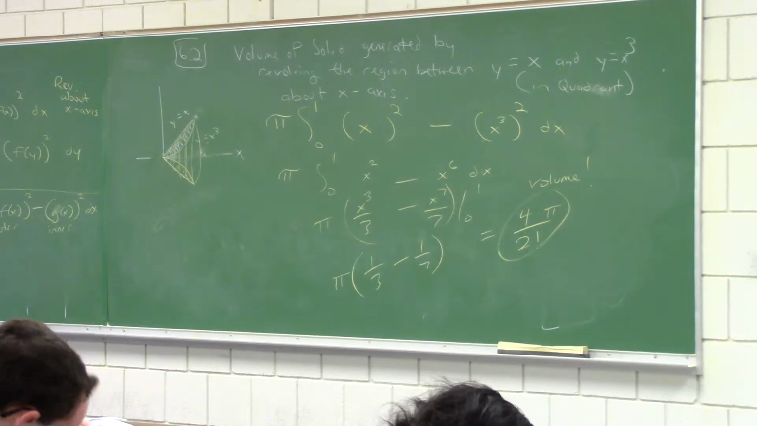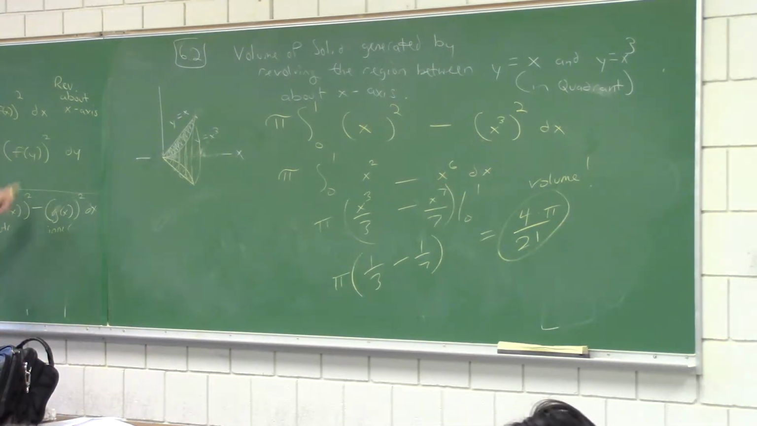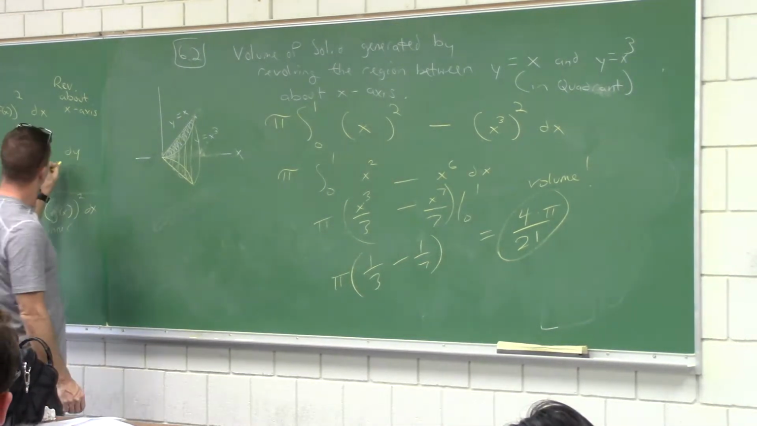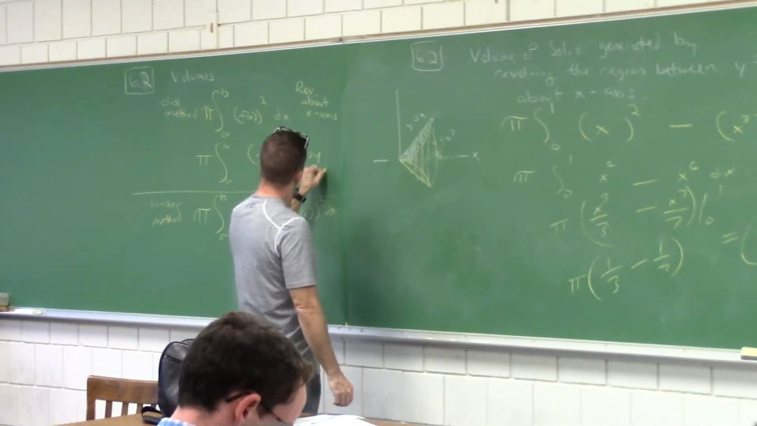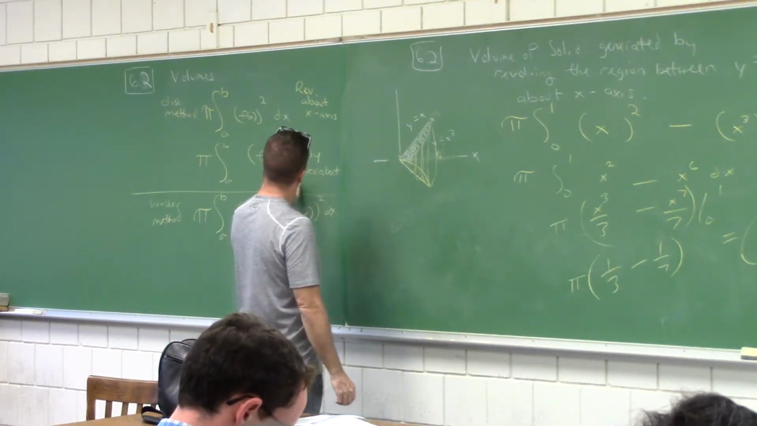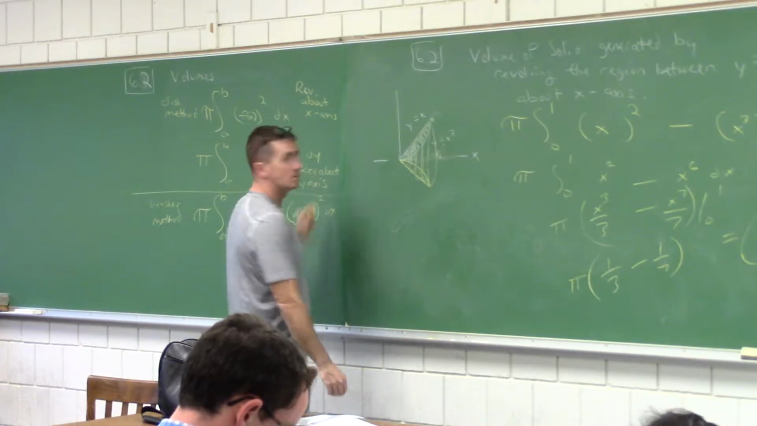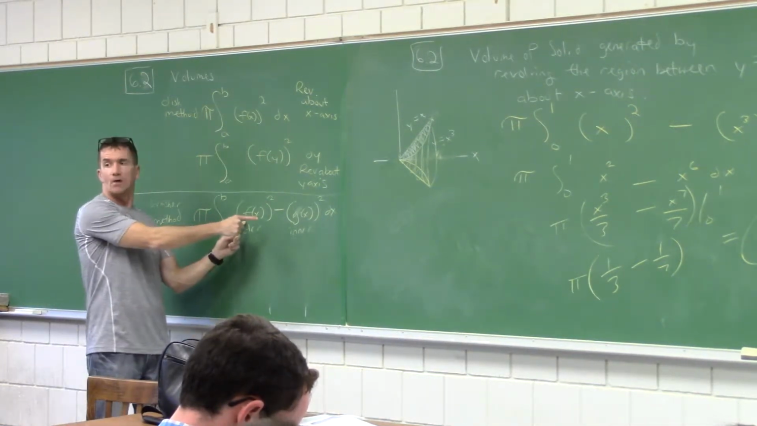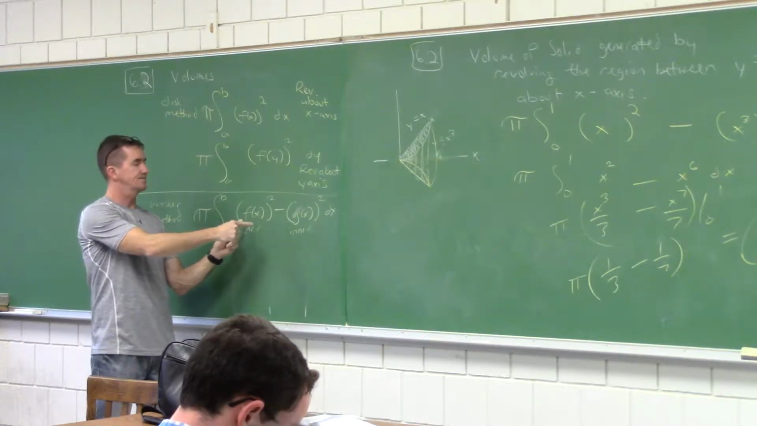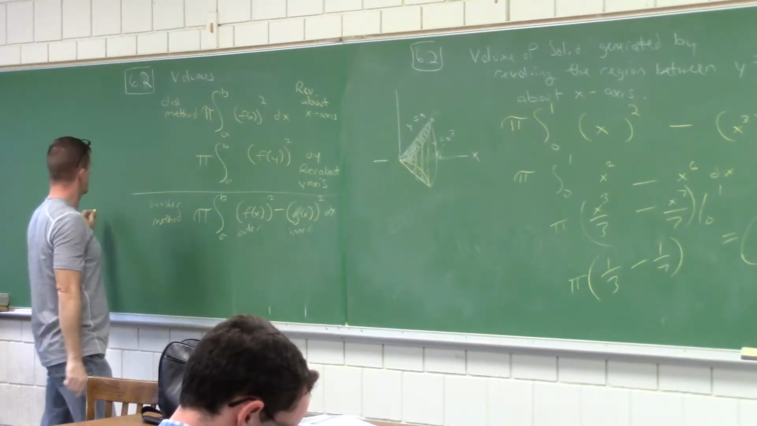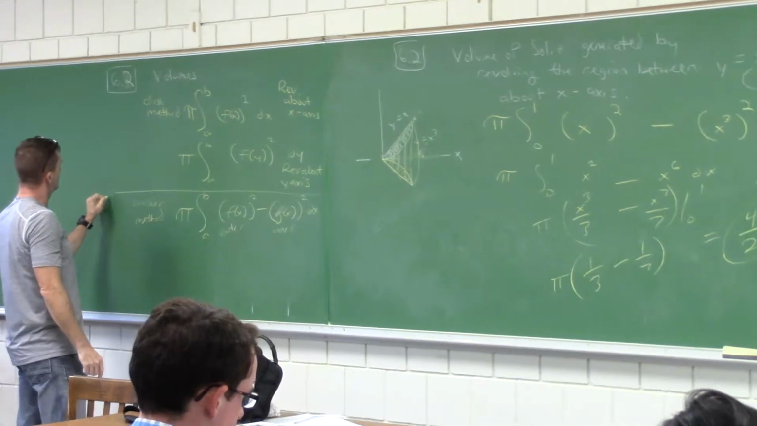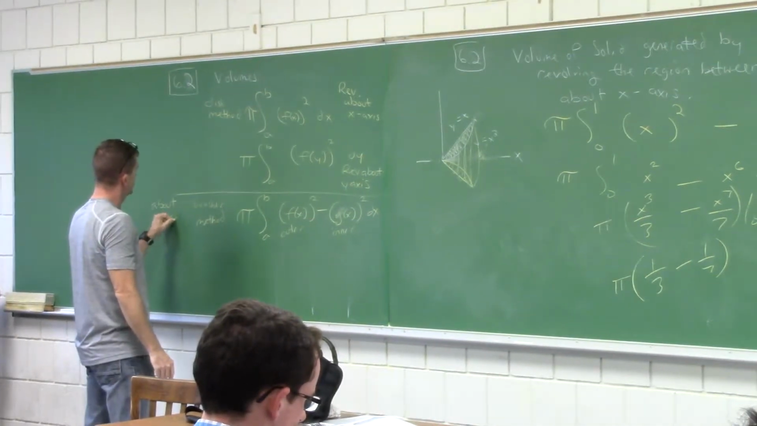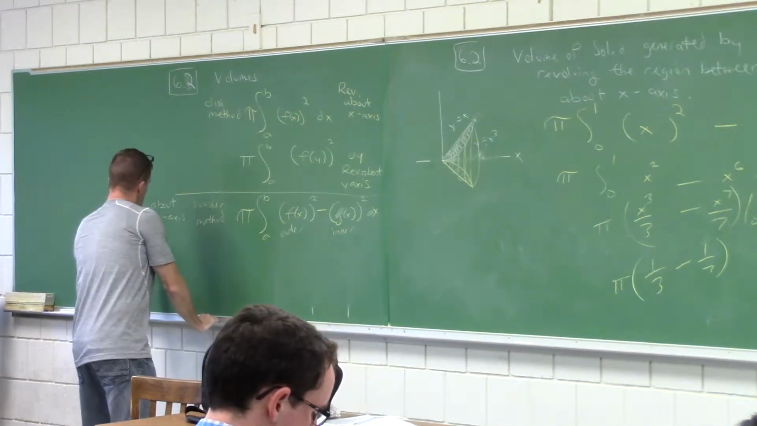Hey, just keep in mind, if they say revolve about the y-axis, what are we using? Revolution about the y-axis, we're going to use this one, true? We'll do this for revolution about the x-axis. This is about the x-axis. What would be the formula about the y-axis, for the washer method?